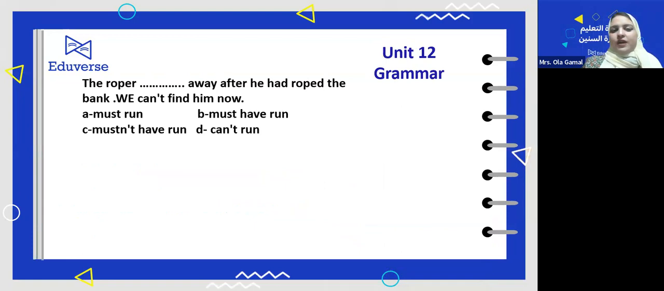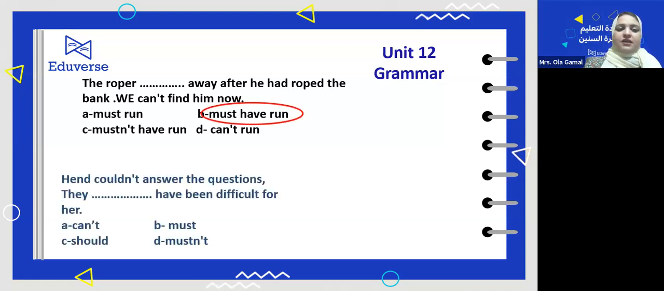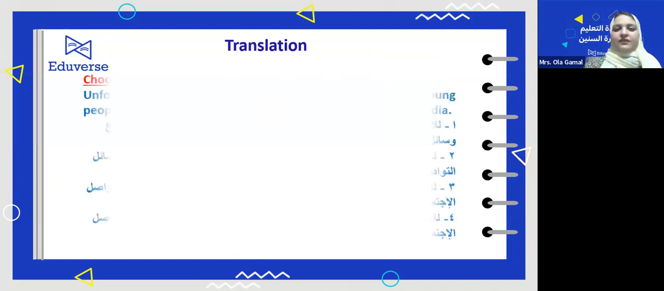The robber went away after he had robbed the bank. We can't find him now. Yes, excellent. Must have run. Yes. Kent couldn't answer the question. They what have been difficult for her? They must have been difficult for her.